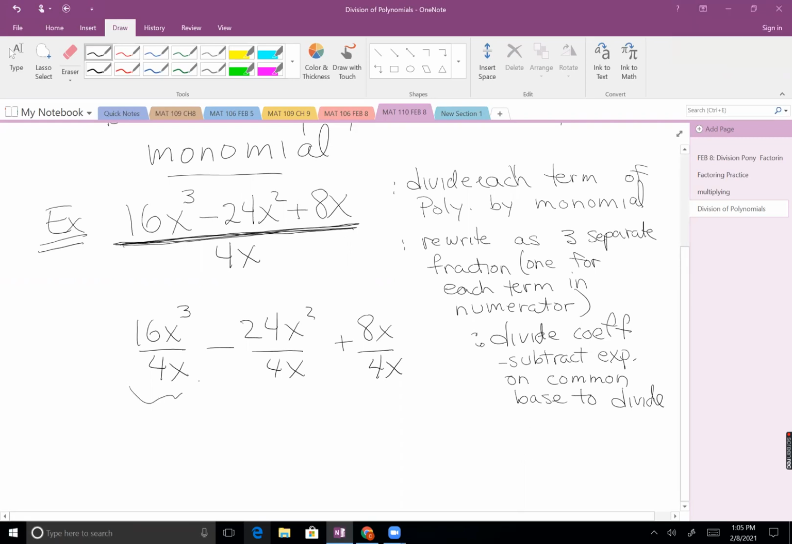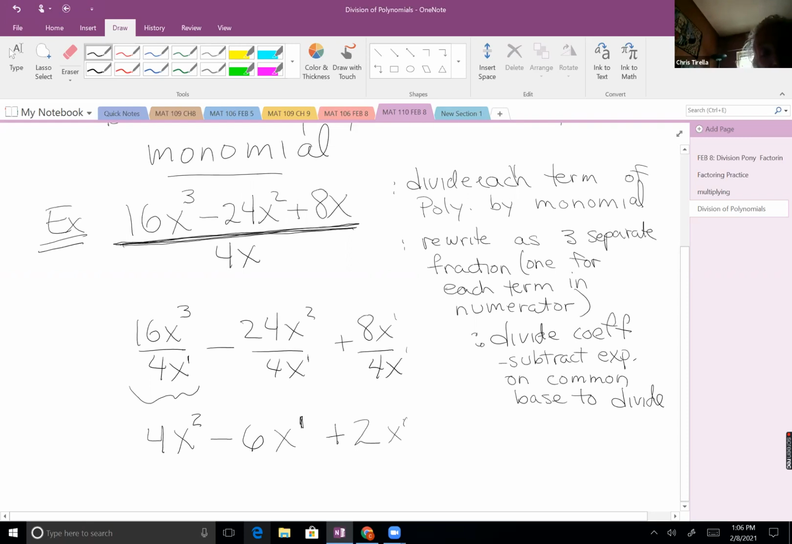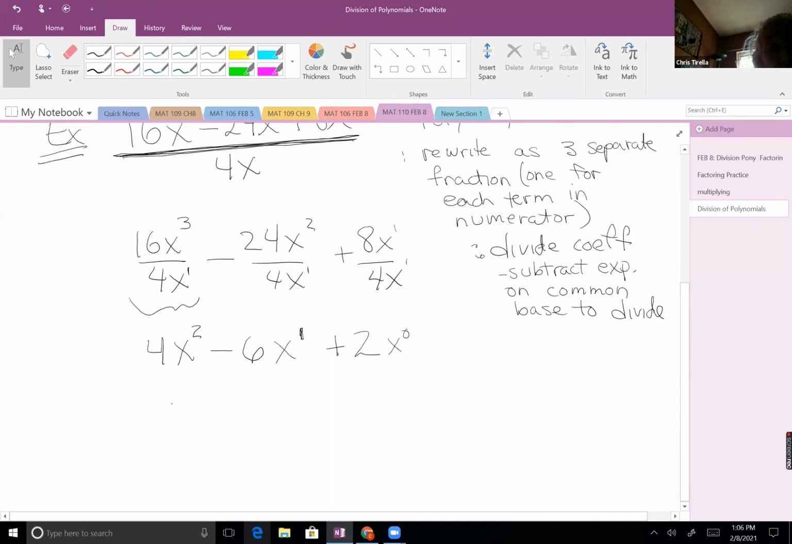Yeah. So in this first term, 16 divided by 4 is 4. X to the third divided by x to the first is x to the second. Second term, negative 24 divided by 4 is negative 6. X to the second divided by x to the first, well, that's x to the 2 minus 1, which is x to the 1. Next, 8 divided by 4 is 2. X to the first divided by x to the first, I guess that gives us x to the 0, but x to the 0 is 1. And so we'll write that as 4x squared minus 6x plus 2 times 1, which is just 2.